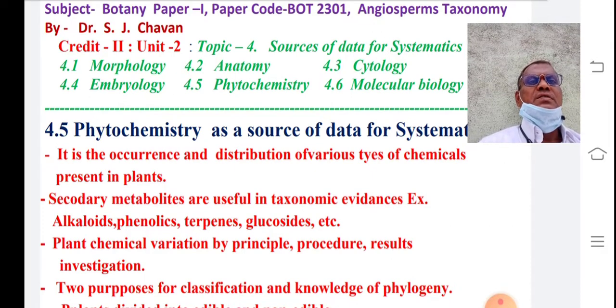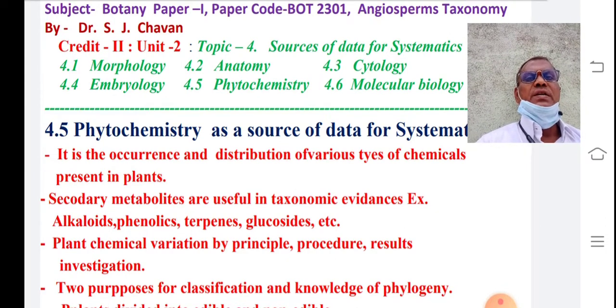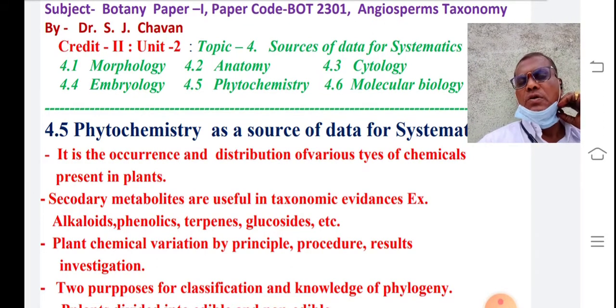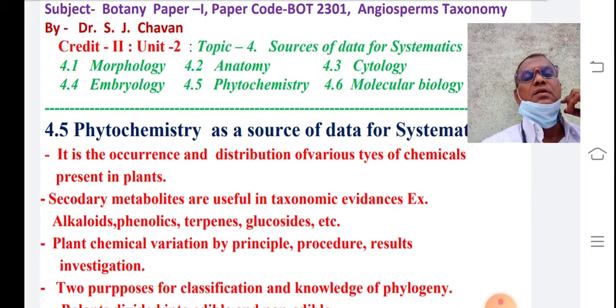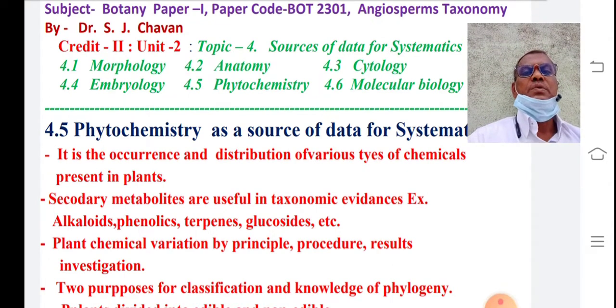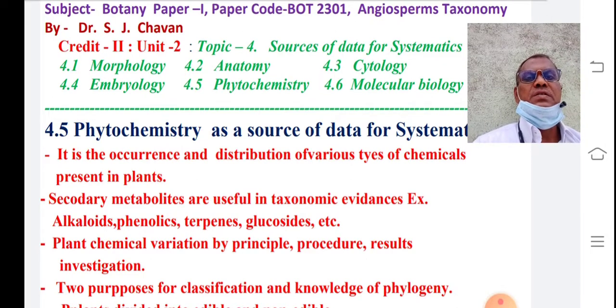The secondary metabolites like alkaloids, terpenes, glycosides, glucosides, phenolics, etc. They are useful for taxonomic references or evidences. Nowadays plant classification is based particularly on chemical classification, so it has importance in recent classification. Some pharmacological studies are there, different Ayurvedic preparations are there, or chemical preparations, they are based on the plant chemical nature.